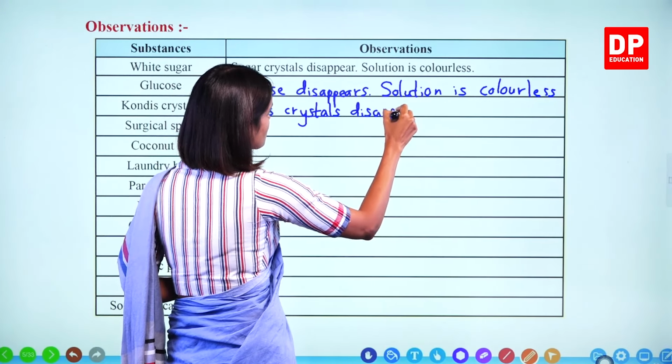Okay, so what is the conclusion? The conclusion after doing this activity is, it is possible to separate the substances that are dissolved in water. Okay, we will write. The substances that are dissolved in water can be separated. Okay, conclusion. The substances that are dissolved in water can be separated.